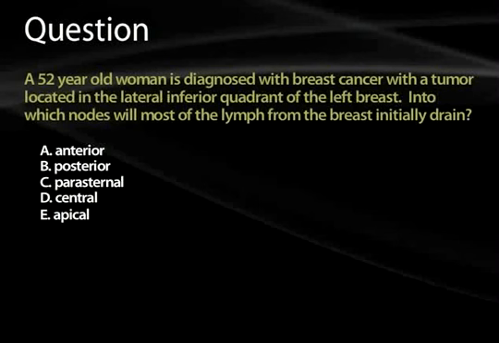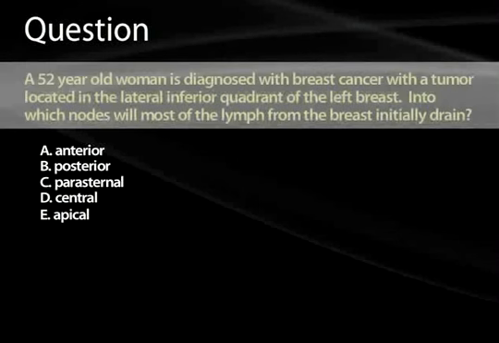Let's try another question. A 52-year-old woman is diagnosed with breast cancer with a tumor located in the lateral inferior quadrant of the left breast. Into which nodes will most of the lymph from the breast initially drain? And the answer is anterior.